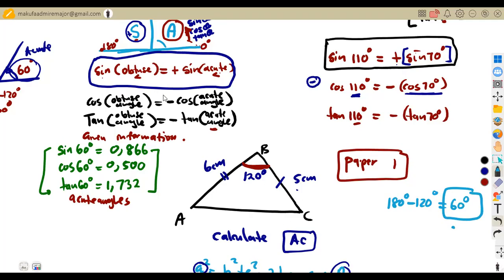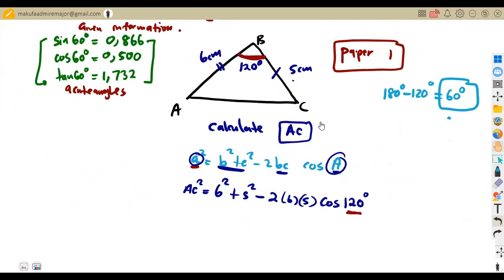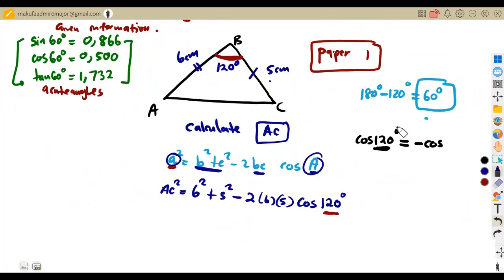So for cos, it's going to be negative because it's only sine which is positive. So cos is going to be the negative of the cos of the acute angle. Meaning, to obtain the value of this cos 120 that we see here, we are simply saying cos 120 degrees, this is our obtuse angle, must be equal to minus cos of the acute angle.